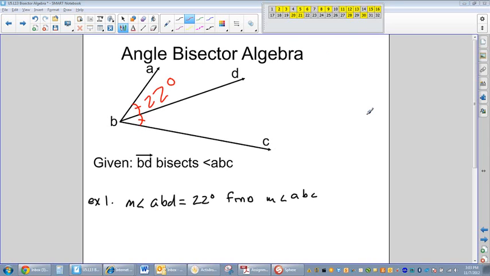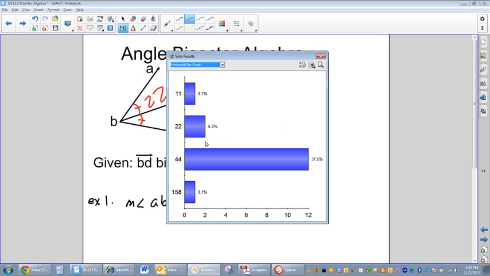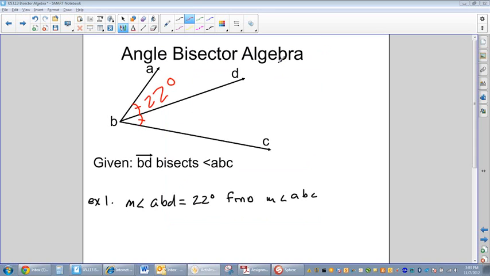Anna, you clicked in? Oh, you have it. It's 44. I don't know where one came from. Someone thought it was supplementary angles. Nope. These are congruent angles. So if the top is 22, the bottom is 22. What's 22 plus 22? 44.